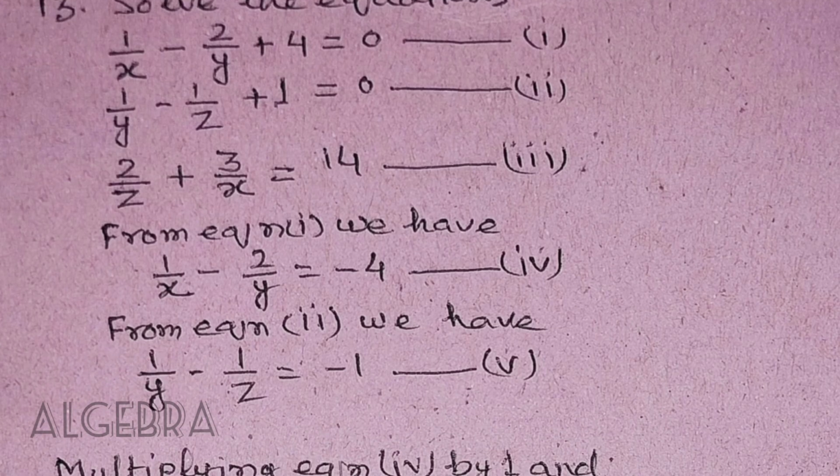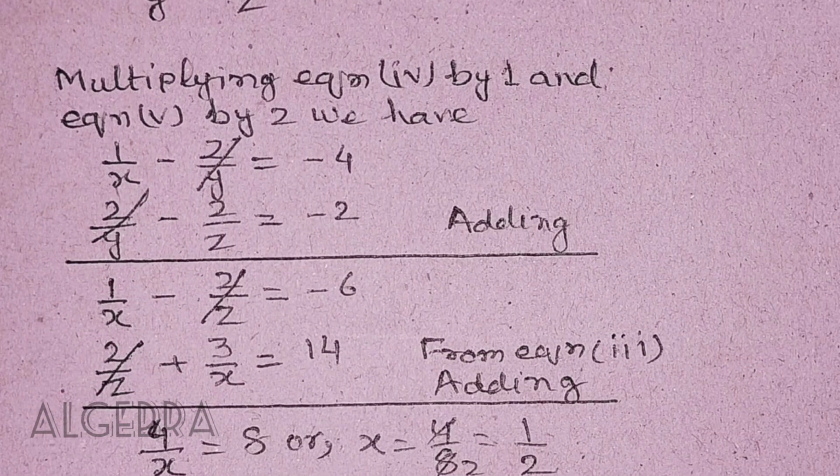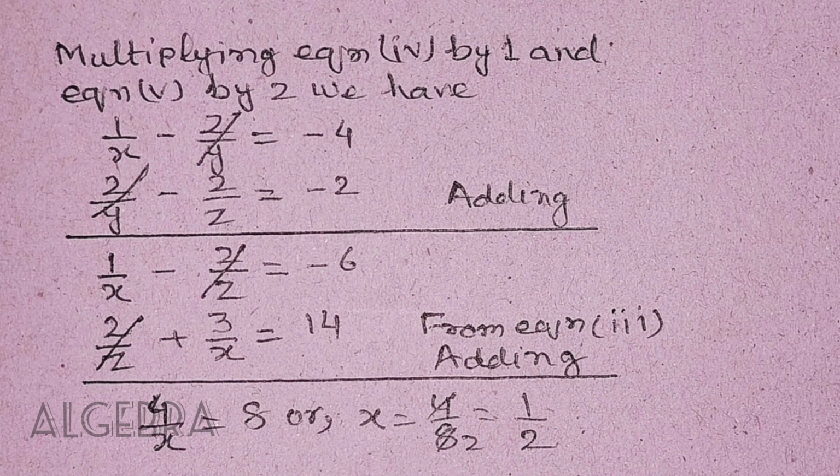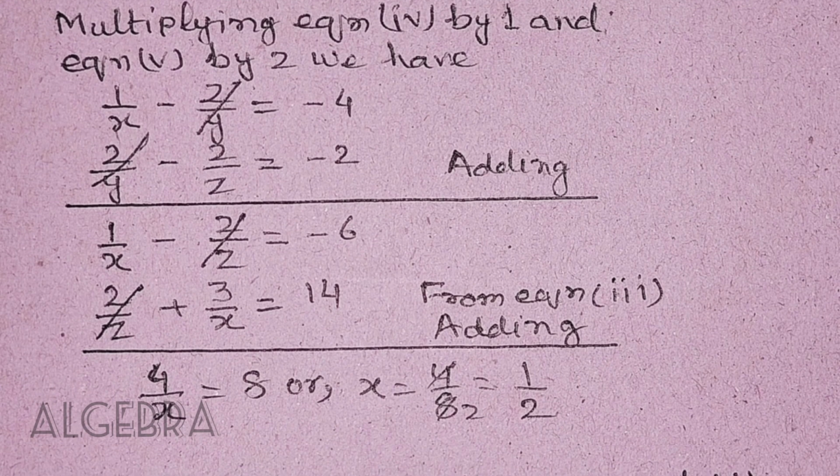Equation 5. Multiplying equation 4 by 1 and equation 5 by 2, we have 1/x - 2/y = -4, and 2/y - 2/z = -2. Adding, 1/x - 2/z = -6. 2/z + 3/x = 14. From equation 3, adding, 4/x = 8, or x = 4/8 = 1/2.